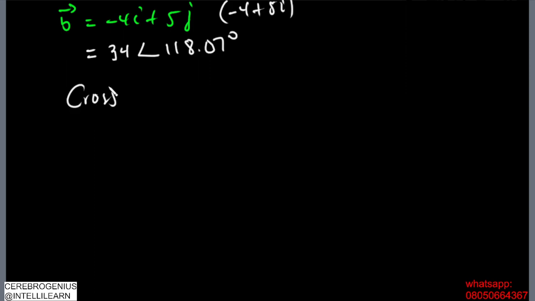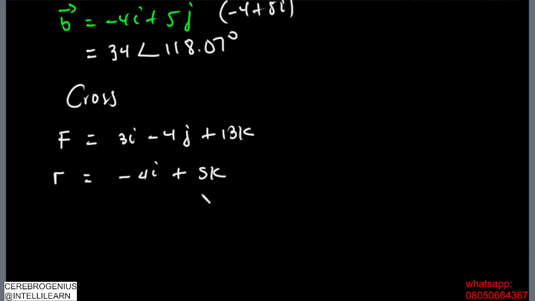Now they might not tell you directly in the question that you are supposed to do cross product. They can give you a question, like they can say a force of maybe 3i minus 4j plus 13k acts at a distance of maybe minus 4i plus 5k from a point O. They now say find the moment of the force about O. Now, since they're asking us to find the moment, in scalar form, moment is force multiplied by perpendicular distance, right?